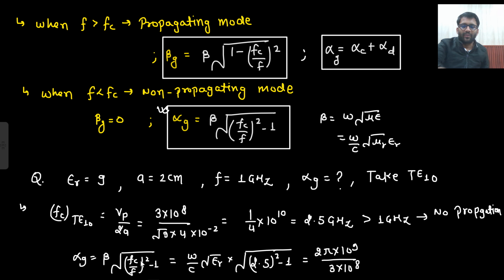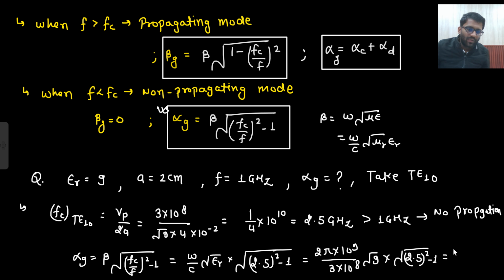2 pi f, 2 pi into 10 to the power 9 divided by 3 into 10 to the power 8, under root epsilon r, that would be 3 under root 9 under root 2.5 whole square minus 1. So this calculation I need to do now. So 3 and 3 is getting cancelled. Upside it is becoming 20 pi, right? 20 pi. Then 2.5 whole square minus 1 under root into 20 into pi.